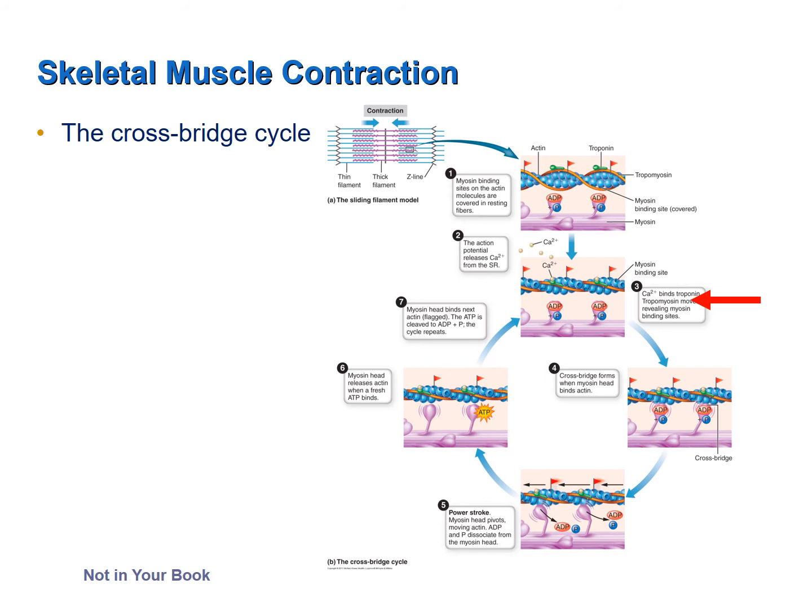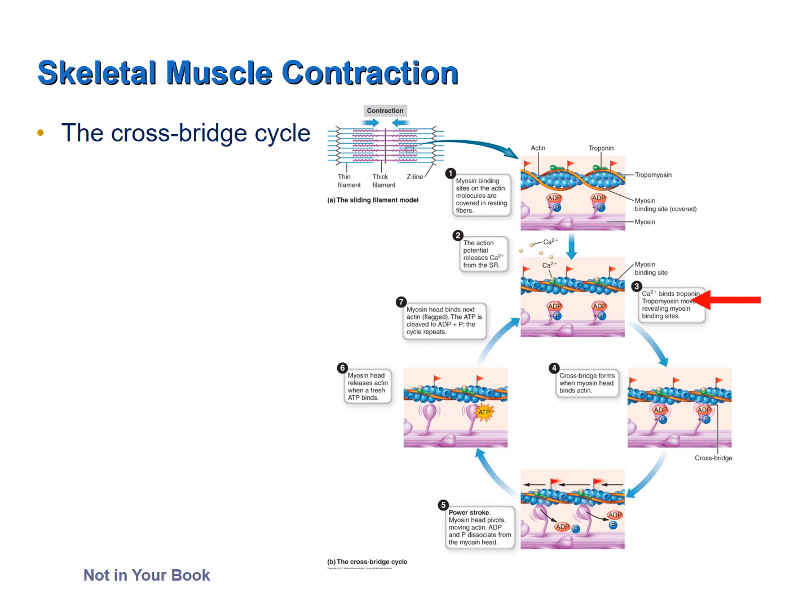Now I want you to note that when calcium is released from the sarcoplasmic reticulum, it is immediately taken back up by the sarcoplasmic reticulum. So it takes continuous stimulation by a motor neuron for a continuous release of calcium for this cycle to continue.